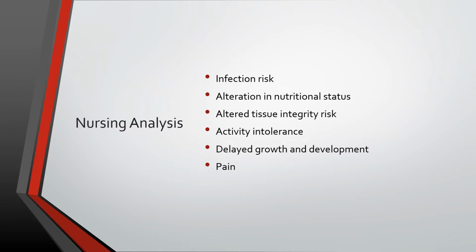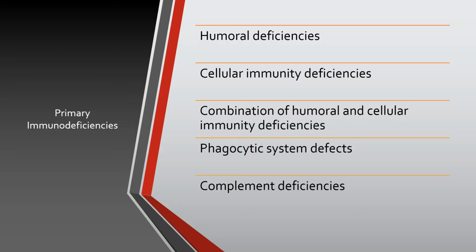So after we've done our thorough assessment, some of the priorities for our patient might include infection or risk of infection, alteration in nutritional status, altered tissue integrity, activity intolerance, delayed growth and development, and pain. So let's look at some of our primary immunodeficiencies.